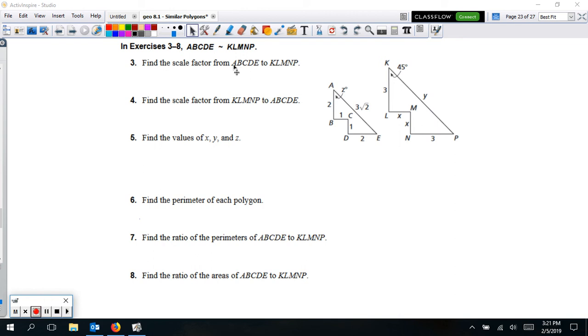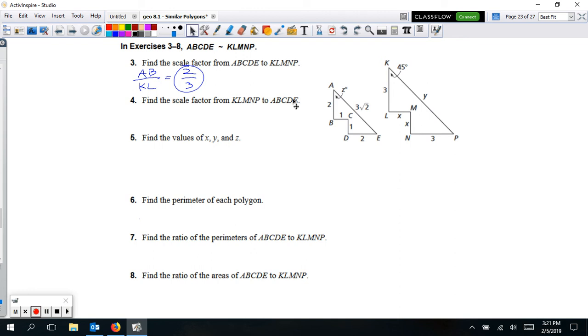Number 3 says find the scale factor from ABCDE, that would be the smaller one, to the larger one. So the top number is going to be from the smaller one, the bottom number is going to be from the larger one. I'll just use AB and KL as a scale factor. I could have used DE and NP, I could have used those. But AB is the smaller one, it's on top, KL, the bigger one, on bottom. So 2 is on top and 3 is on bottom. So our scale factor from the smaller one to the bigger one is 2/3.